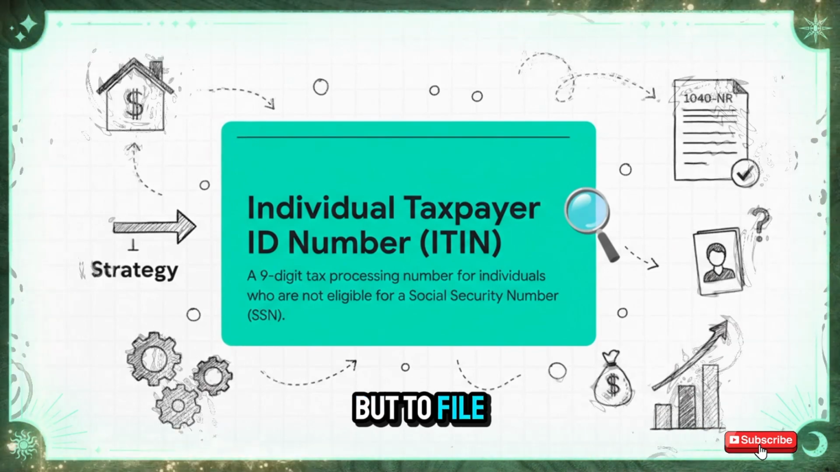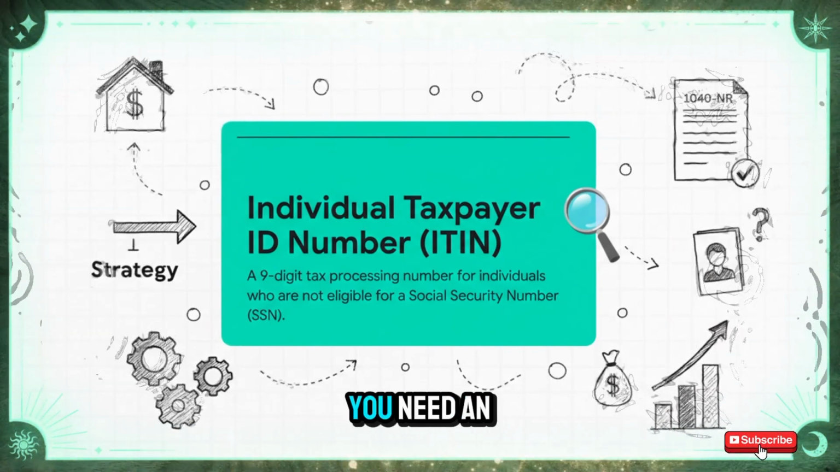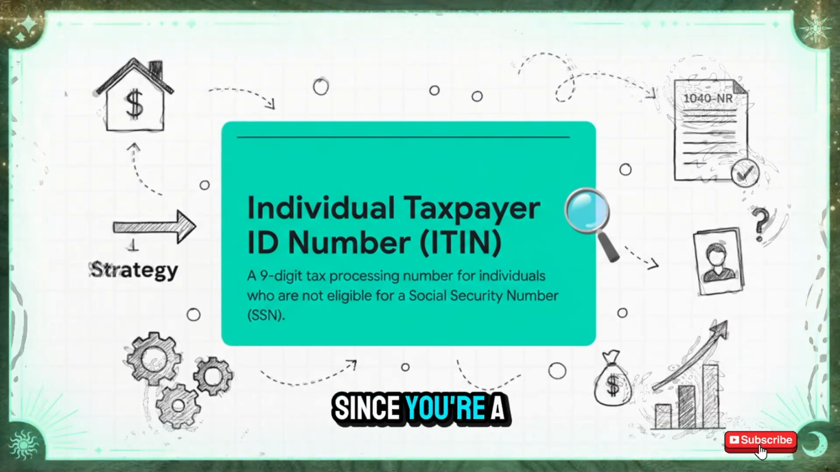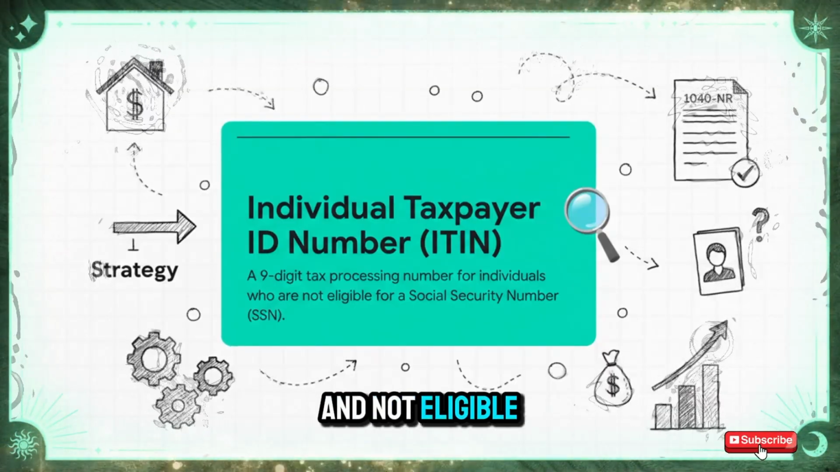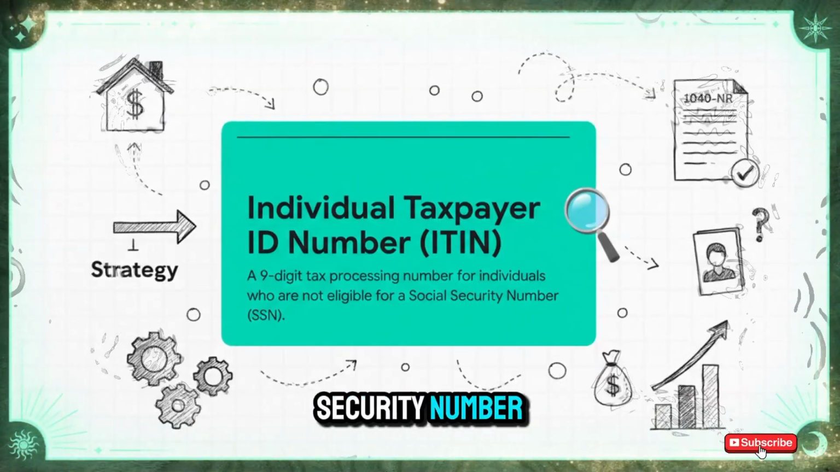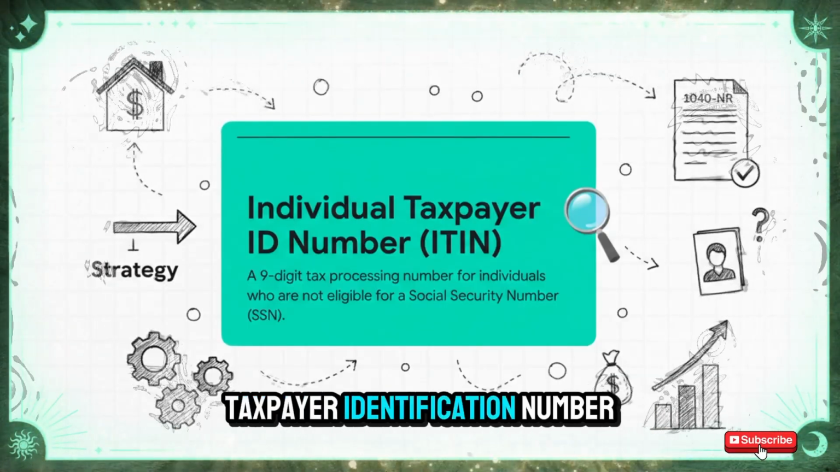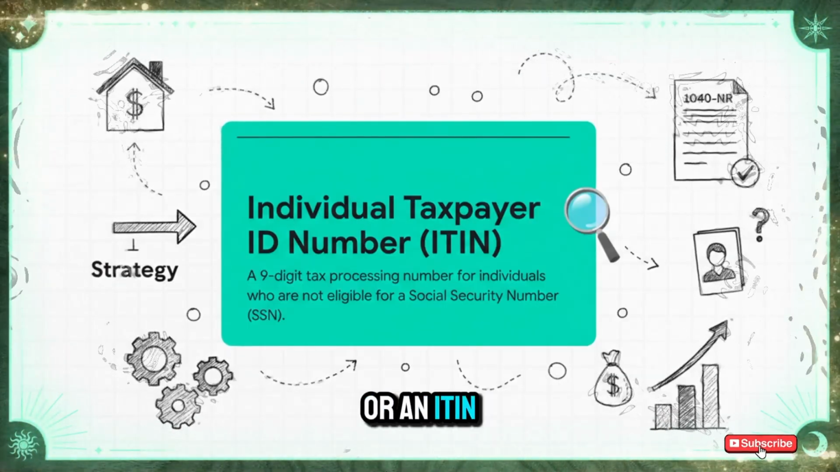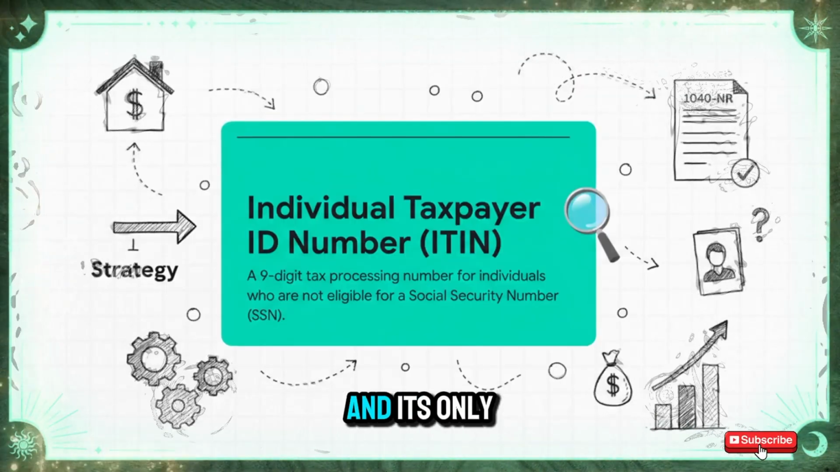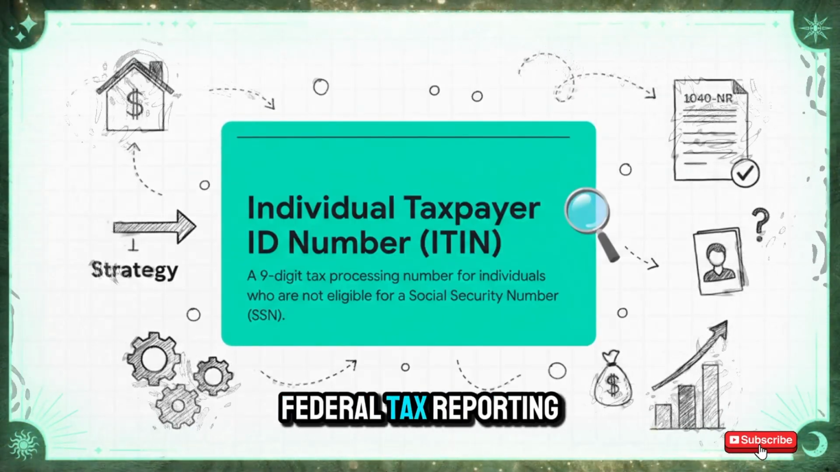Right, but to file that 1040-NR, you need an identifying number. Since you're a foreign national and not eligible for a social security number, the IRS issues something called an Individual Taxpayer Identification Number, or an ITIN. It's a 9-digit number, and its only purpose is for federal tax reporting.